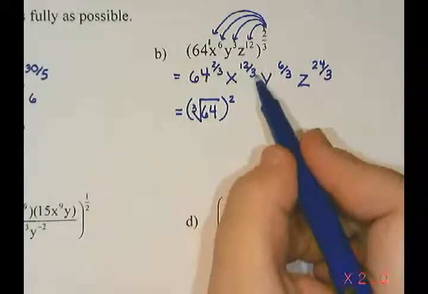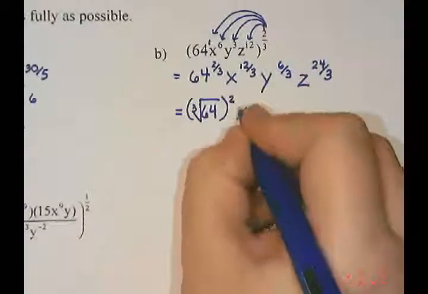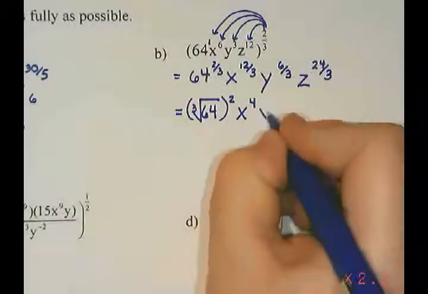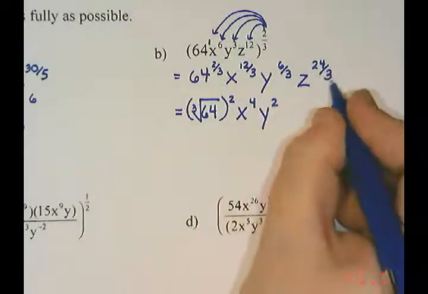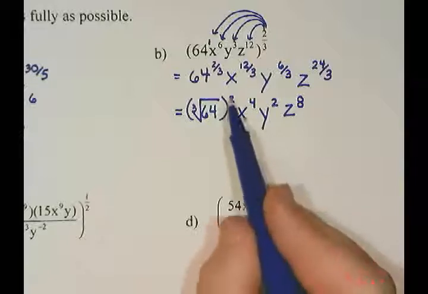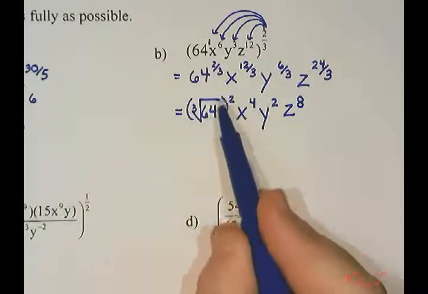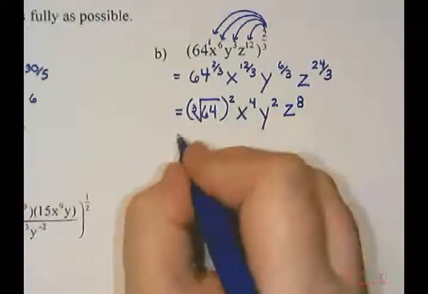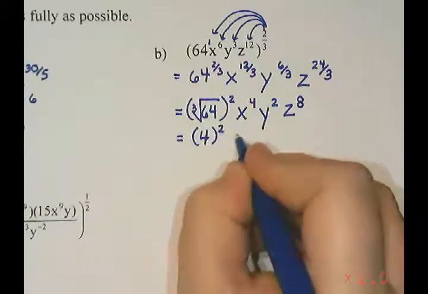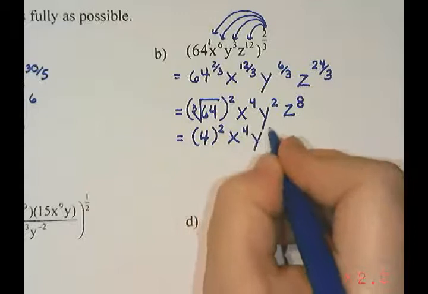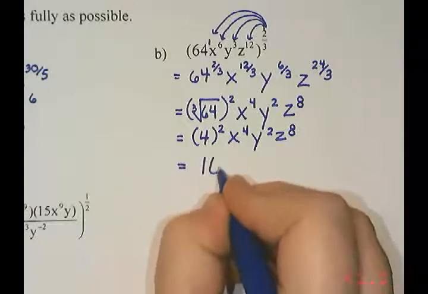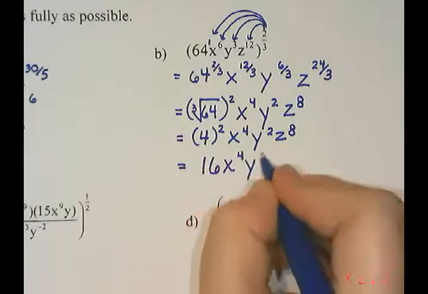Now, x to the 12 over 3, 12 divided by 3 is 4, so it's not even a fractional exponent anymore. 6 divided by 3 is 2, so I get y to the power of 2, and 24 divided by 3 is 8, so I get z to the power of 8. Now, the only thing left to do is to work on that coefficient. So the cube root of 64, what number cubed is 64? 4 cubed. And then that's still squared. And then I have x to the 4, y to the 2, z to the 8. Now 4 squared is 16, x to the 4, y to the 2, z to the 8.